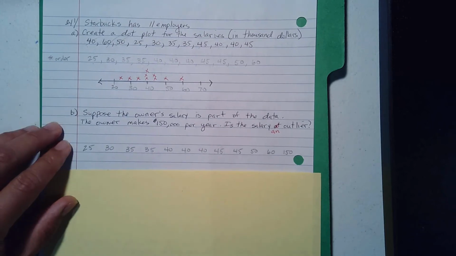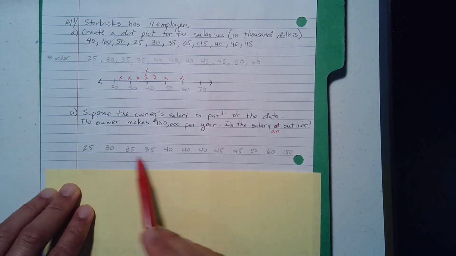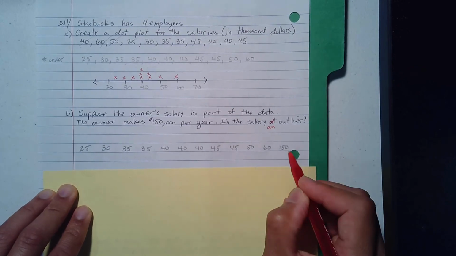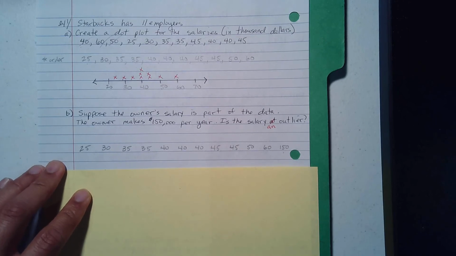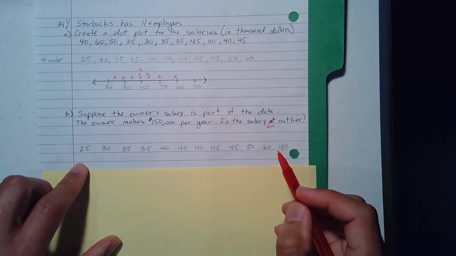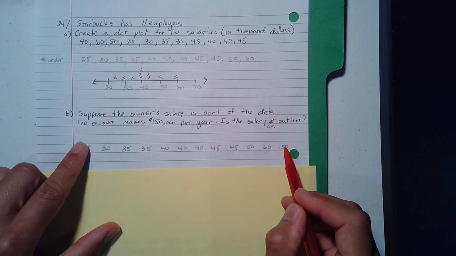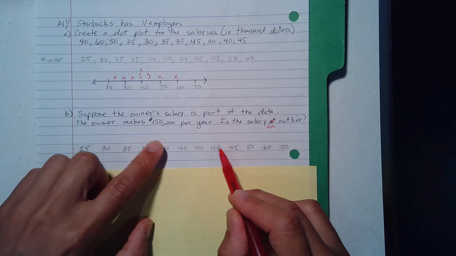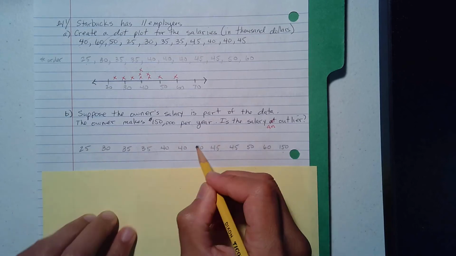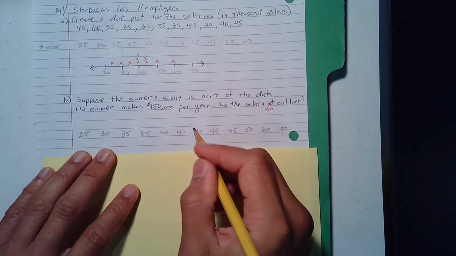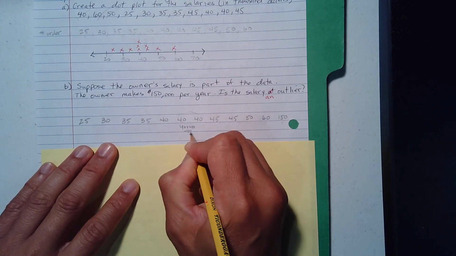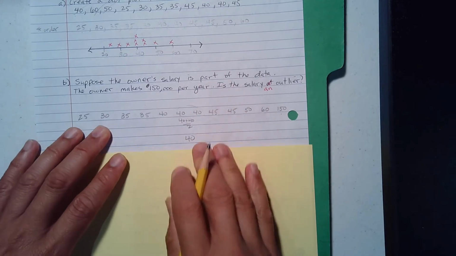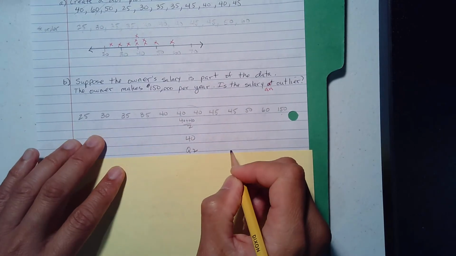So what we're going to do is we're going to write the same order, but now we're including the owner's salary in this. So to check this using the formula, what we're going to do is find quartile 2, the median. So we start from here. I notice there's two numbers in the middle. So when there's two numbers in the middle, we're going to add the 2 and divide by 2. So 40, that is quartile 2.